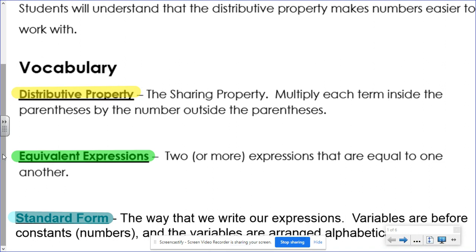And then standard form, I'm not really too worried about that at this point. It's just similar to what we already did in the last lesson. When we have variables and numbers, we want to put the variables first. And I don't think that I said that specifically in my last video, but variables go first and then constants go second. If you have more than one kind of variable, they're going to be in there alphabetically.